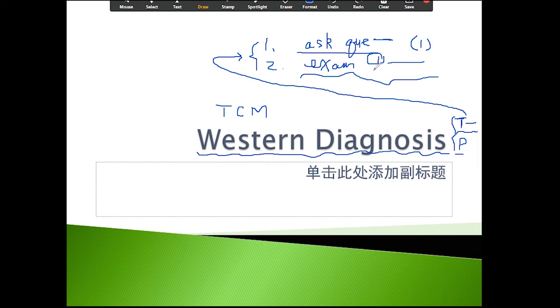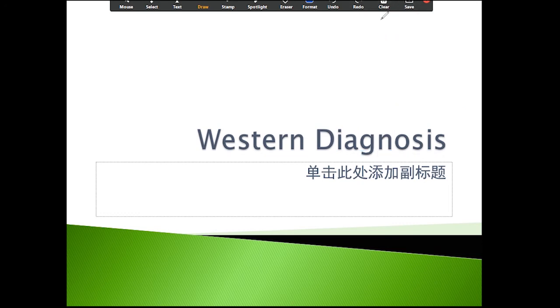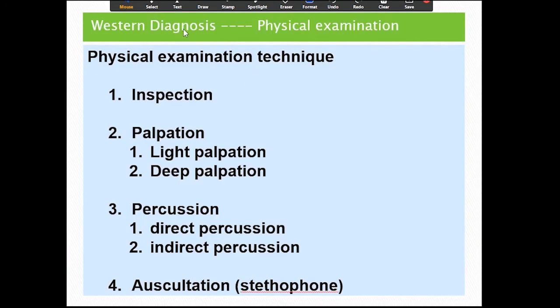And then last week, we used another class. We talked about generally what we examine. We start from the head, but before going to the head, we talked about some vital signs. So that's what we talked about before. Physical examinations for Western medicine include four parts.